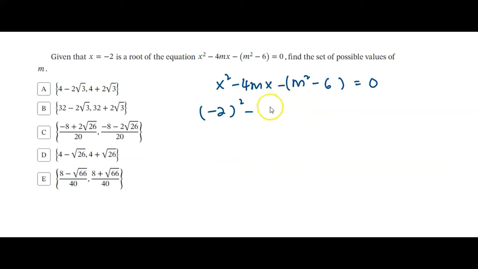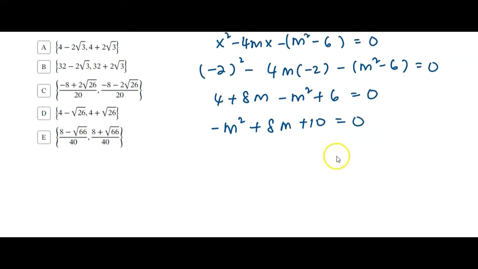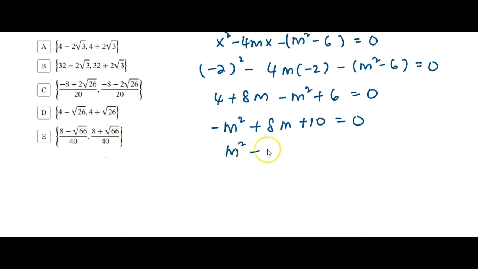So just substitute negative 2 in. You have 4m multiplied by negative 2, minus m squared, minus 6 equals 0. Then we try to simplify by expanding this. You got 4 and positive 8m and negative m squared plus 6 equals 0. And now I'm trying to rearrange it: negative m squared plus 8m plus 10 equals 0. And you can see that I have another quadratic equation involving m.